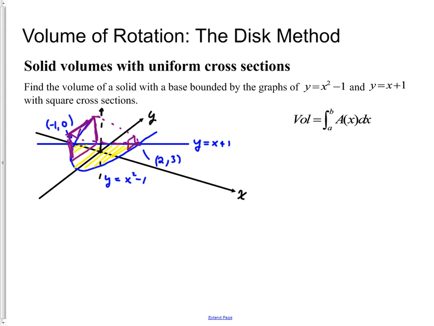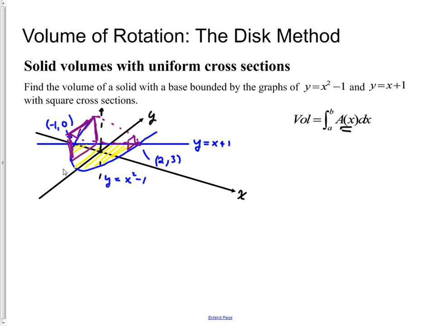I'm just going to go through using it here. The volume is equal to an integral from a to b, so our limits of integration. In this case, y equals x plus 1 and y equals x squared minus 1 intersect at the points x equals 2 and x equals negative 1. So that's going to be it. The whole problem is going to be our cross-sectional area.